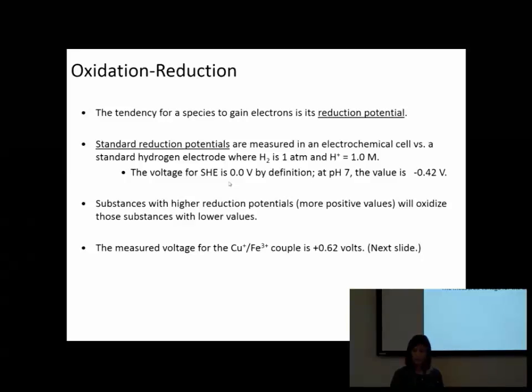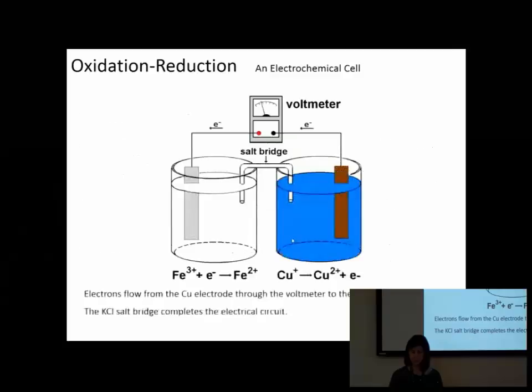So the way we got what's in these tables that we're going to look at in a few slides, the way we got those values is to make the oxidation, or the anode, the standard hydrogen electrode, and the part that we're measuring the value for, the reduction or the cathode. And then whatever the voltmeter read, we put on that table. And we can use the values on the table to predict what's going to happen.